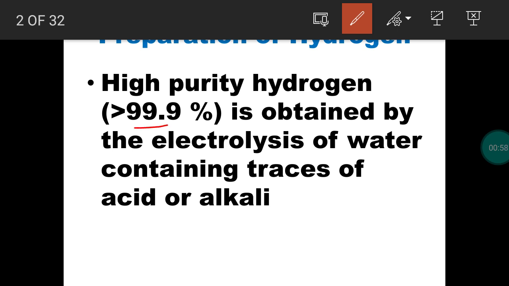So more than 99.9% of pure hydrogen can be prepared by this electrolysis process. By passing electricity, we will prepare hydrogen.